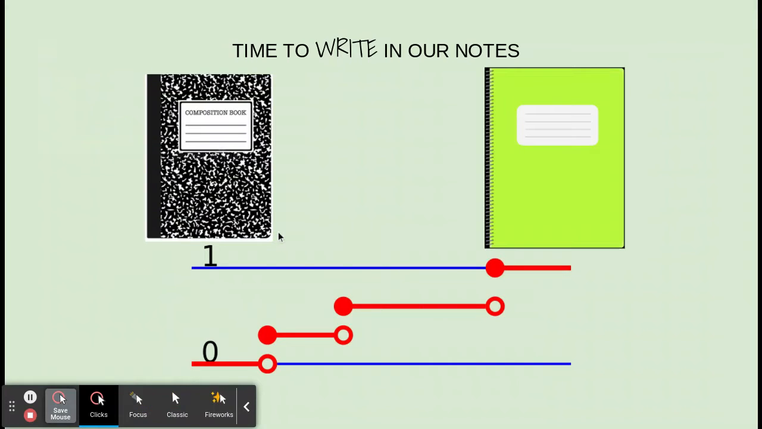Okay, so now you'll need to write in your notes, and there's 2 different tables in your notes, but you will only need to complete the first table. And there are only 1, 2, 3, 4 rows for you to complete.